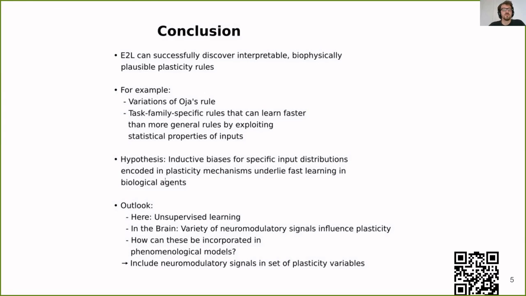In this work, we worked on purely unsupervised learning. However, in the brain, there are many more signals influencing plasticity during learning. It is difficult to build models of how these signals shape learning and how they interact, but we can now leverage our system by introducing these additional variables and let the evolutionary algorithm figure out how to make use of them.